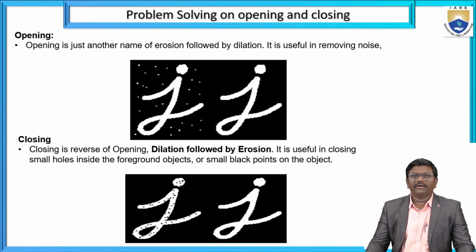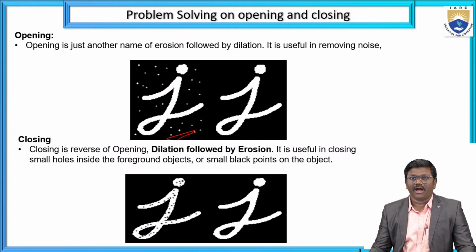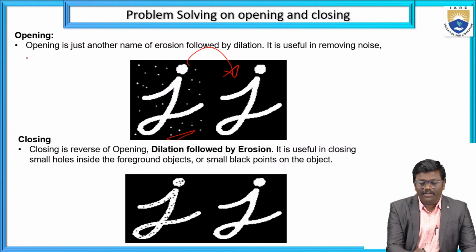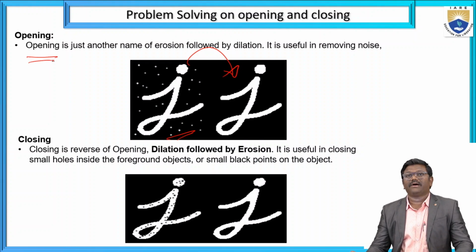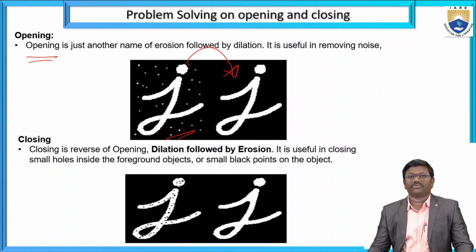Opening is just another name for erosion followed by dilation. It is useful in removing noise. You see what the noise is: pepper noise happens here, and we remove that noise with the help of the opening method. That is the major application we use to solve problems on opening.